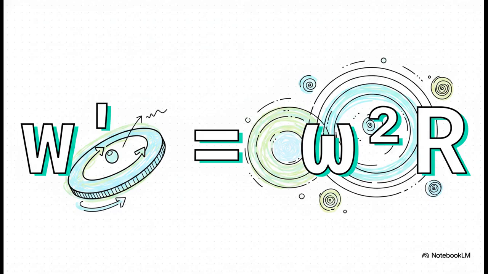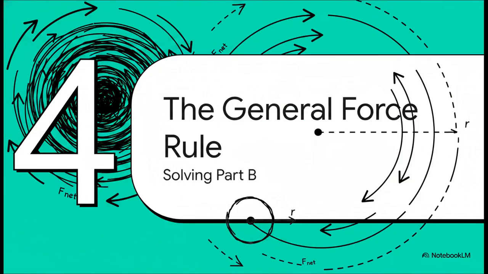Well, for any object moving in a circle, its acceleration is just its speed squared divided by the radius. In our case, that's v prime squared over r. We plug in the v prime we just found, do a little algebra, and voila! The relative acceleration, w prime, is omega squared times r. That's our answer for part A. Nice. Part A is in the bag.